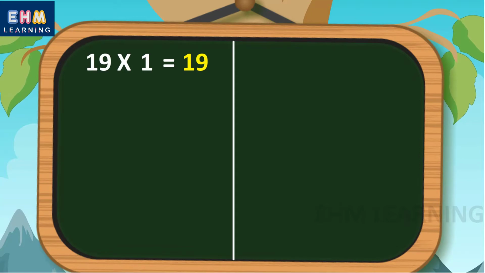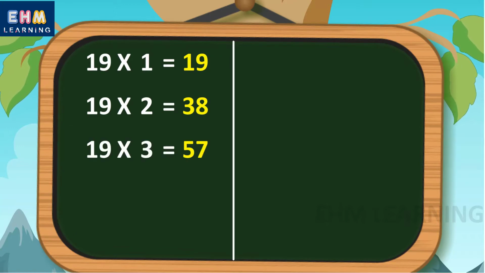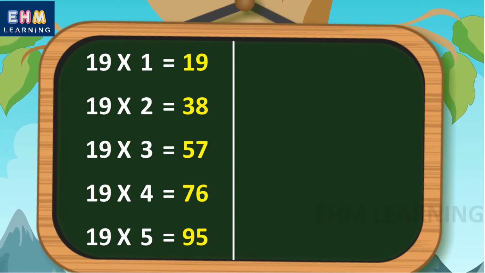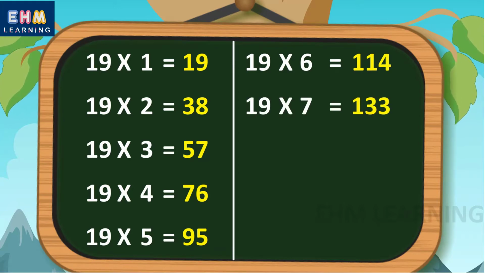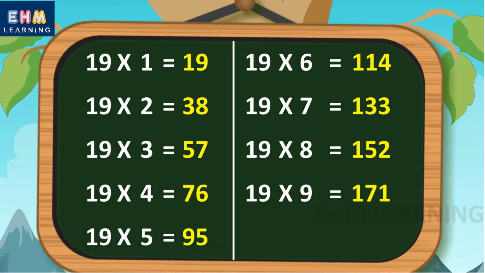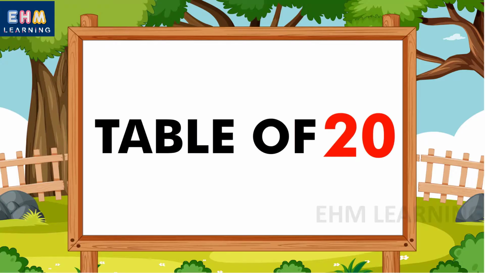19 ones are 19. 19 twos are 38. 19 threes are 57. 19 fours are 76. 19 fives are 95. 19 sixes are 114. 19 sevens are 133. 19 eights are 152. 19 nines are 171. 19 tens are 190. Table of 20.